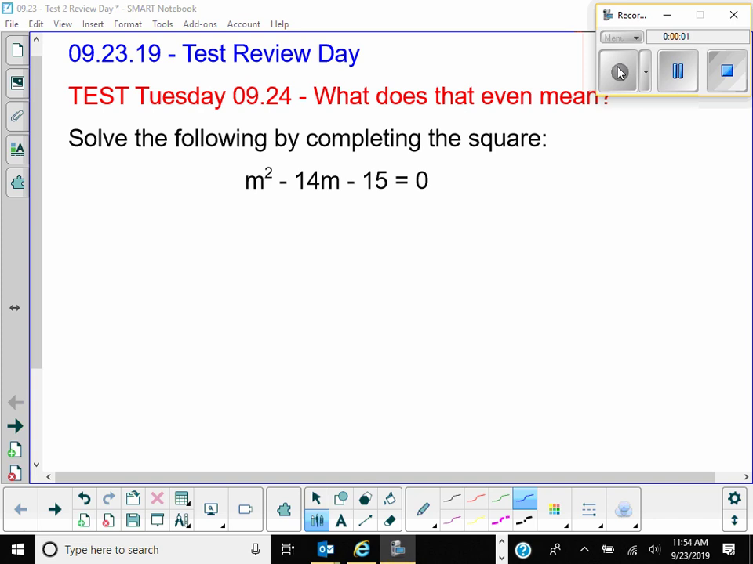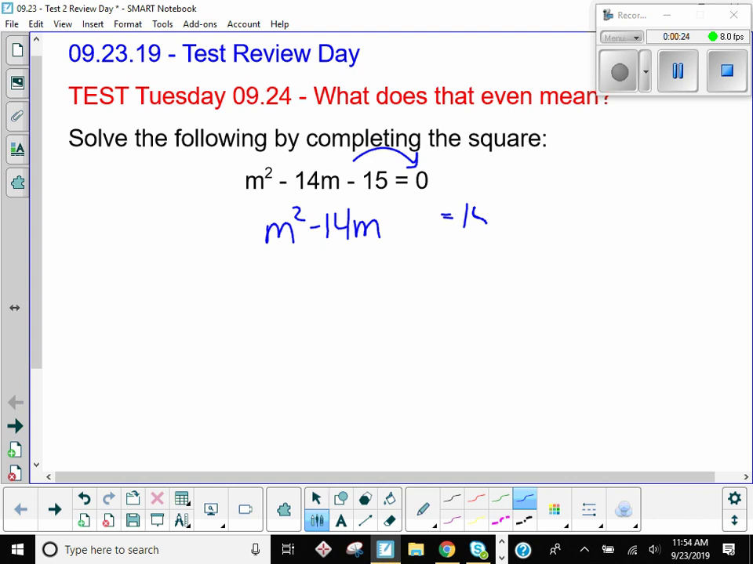You could do this real quickly with just the regular cross method, the swing. It would go real fast, but we're practicing completing the square. What is the very first step on completing the square? Move the 15 over, right? Because we're trying to get something squared equals a constant, so we need the constant to be over there. So we add 15 to both sides, and that gives me this.